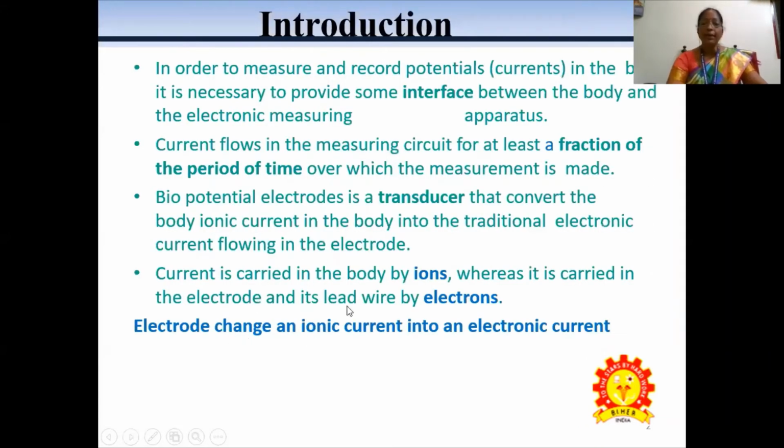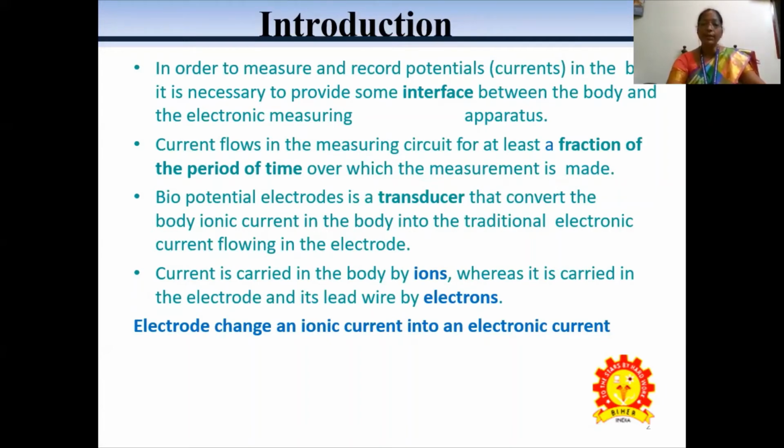Next comes our electrodes part. In order to measure and record potentials or currents, it is necessary to provide some interface between the body and the electronic measuring apparatus. So current flows in the measuring circuits for at least a fraction of the period of time over which the measurement is made.